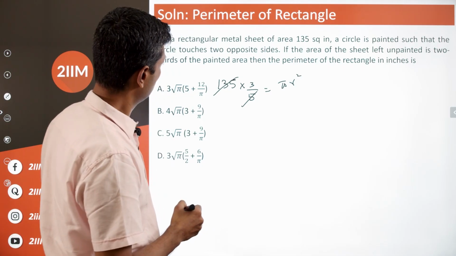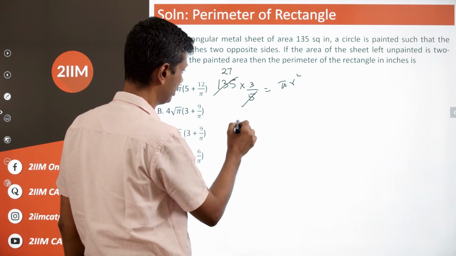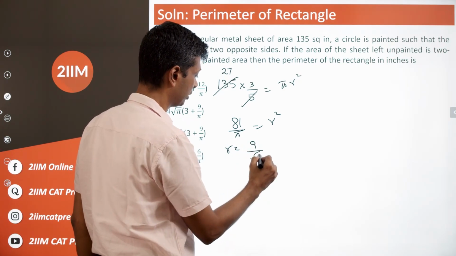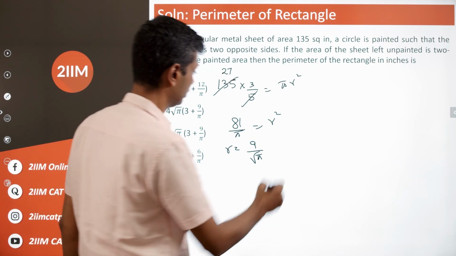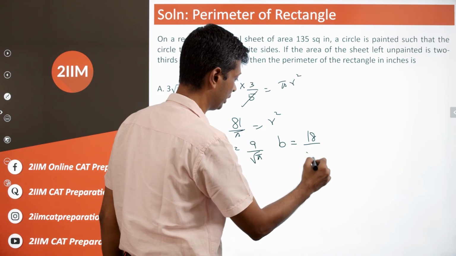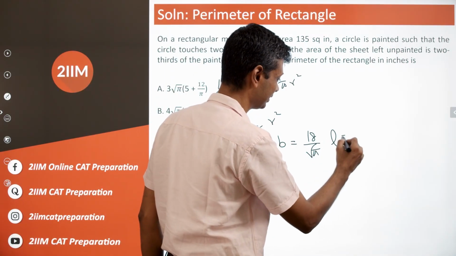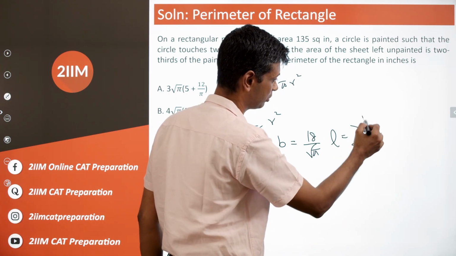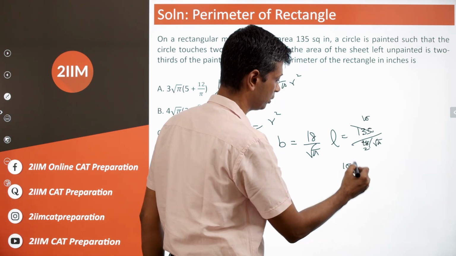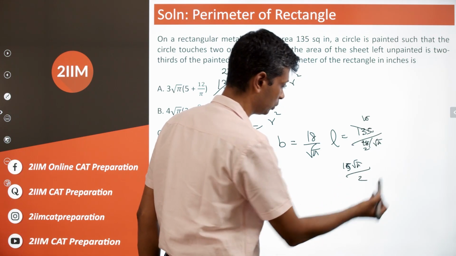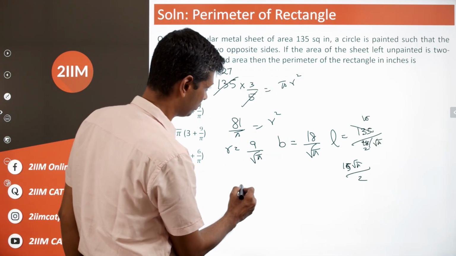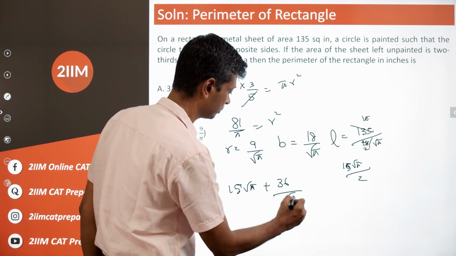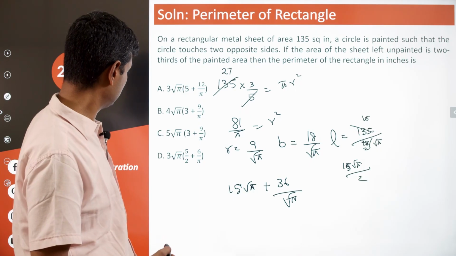This is 135 by 5 is 27. 27 into 3 is 81. 81 by pi equals r square, or r is 9 by root pi. We want to find the perimeter of the rectangle, then the breadth is 18 by root pi, it is twice our radius. The length is 135 by 18 by root pi. 135 is a multiple of 9, it becomes 15. This is 2. It is 15 root pi by 2. Looking at 2 times length plus breadth, so twice of length is 15 root pi plus 36 by root pi. Looking for a choice that is 15 root pi plus 36 by root pi.